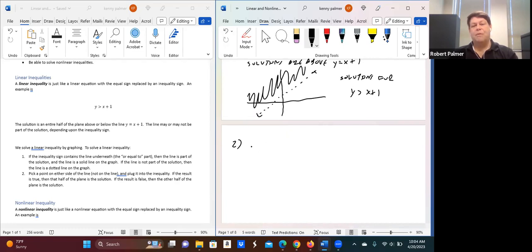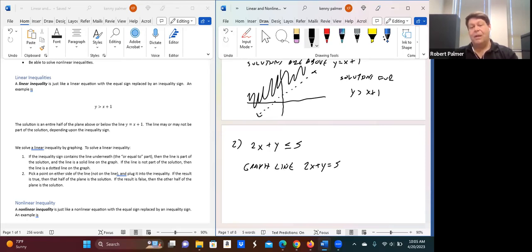Now we can also solve ones that are written in a general way like this. What if we had 2x plus y is less than or equal to 5? Now, I want to graph that. So first, let's graph the line 2x plus y is equal to 5.